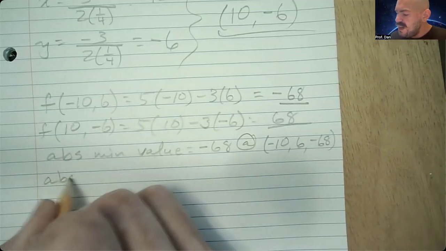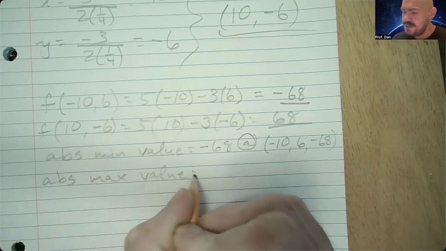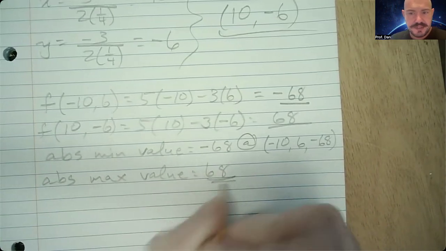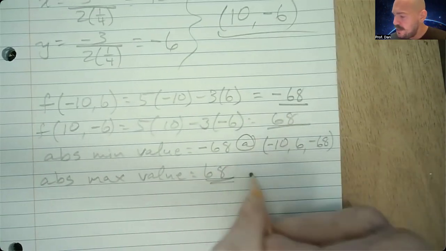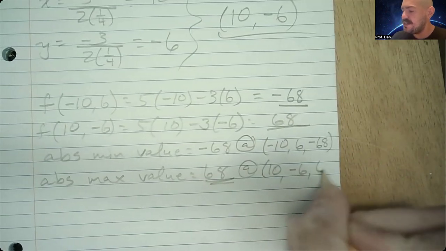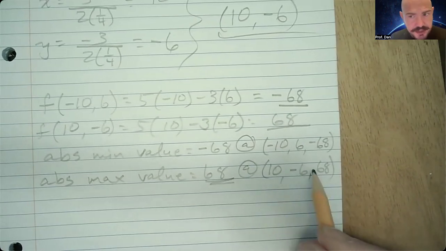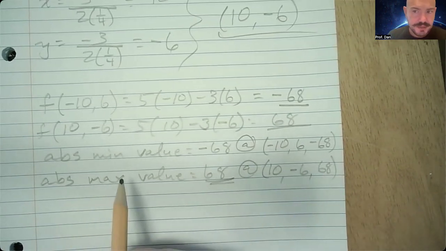Now the absolute maximum value is equal to +68. That's the Z coordinate that we just calculated. And this occurs at the coordinate (+10, -6, +68). So again, this is the point on the potato chip where we have the absolute maximum.